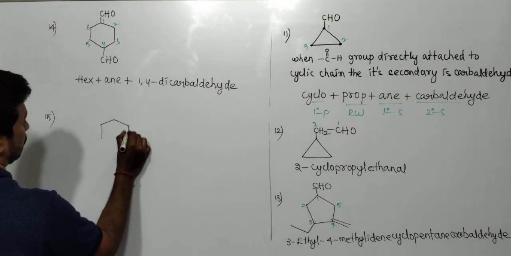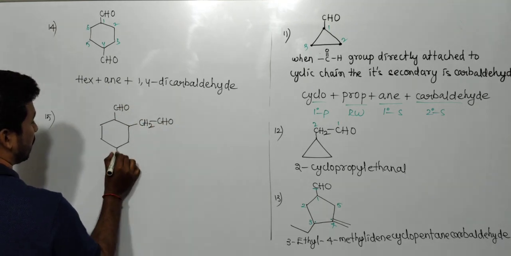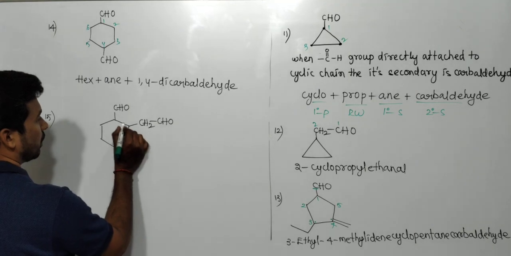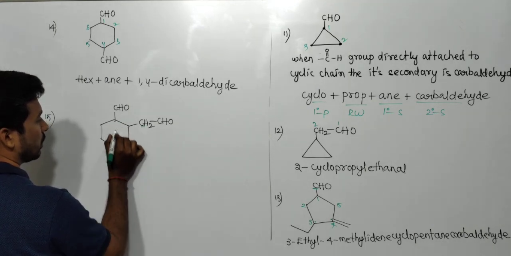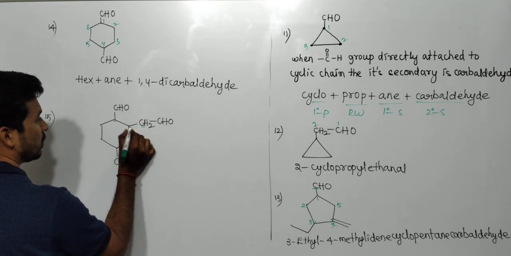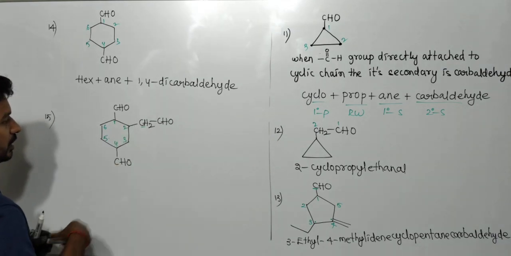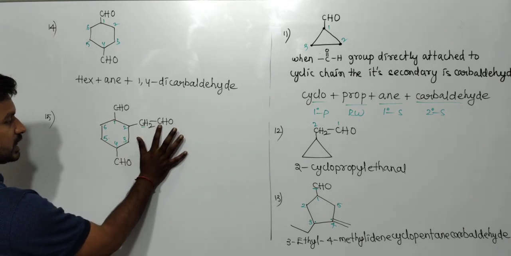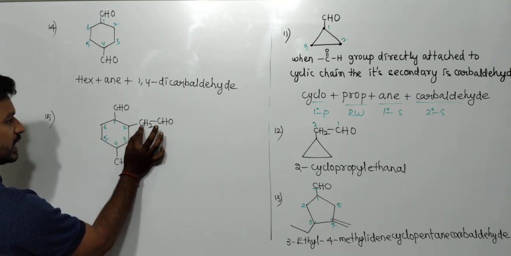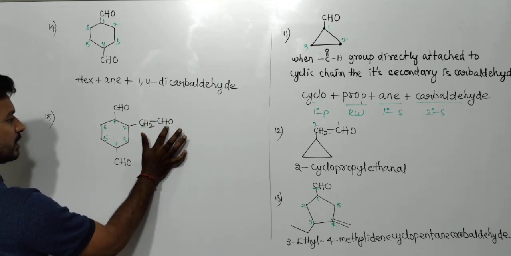If you are asked to write IUPAC name of this molecule, then this is open chain containing 1 carbon, this is closed chain containing 6 carbon atoms, both containing functional group. So 1, 2, 3, 4, 5, 6. At second position substituent, 1,4 positions functional group. Why does this become substituent? This is not CHO directly attached with the ring. Methyl is substituent at second position, in which 1 hydrogen is replaced by CHO. Formyl methyl is substituent here.